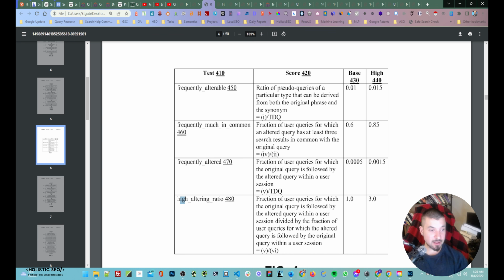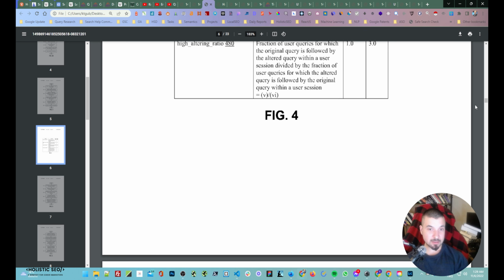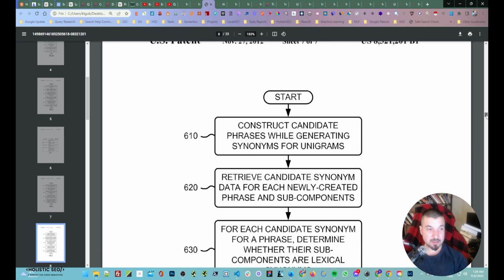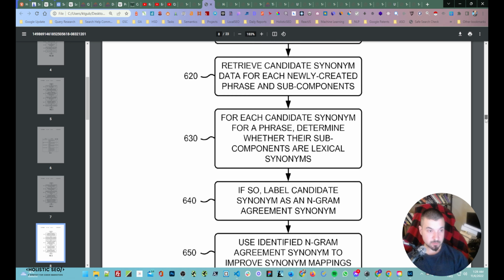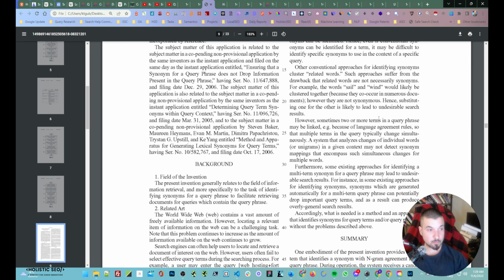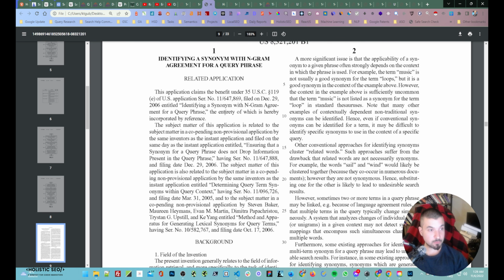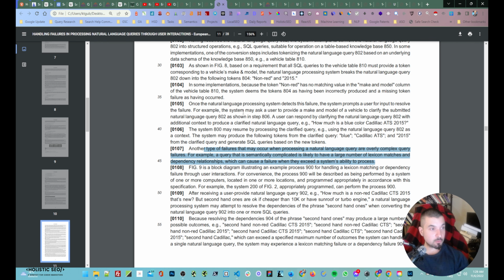And this high altering ratio means that if the queries are being altered a lot, some queries will need to be separated. It means that semantic distance will be higher for these ones. So you will also need to create a different information tree for these things. So we have a long road.